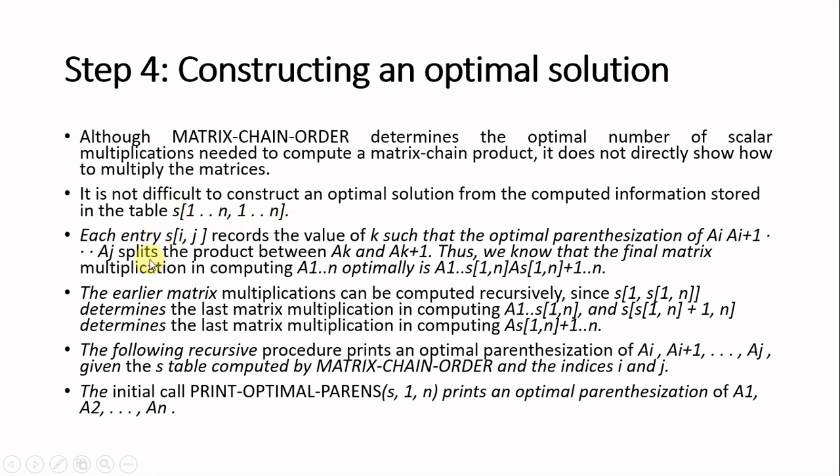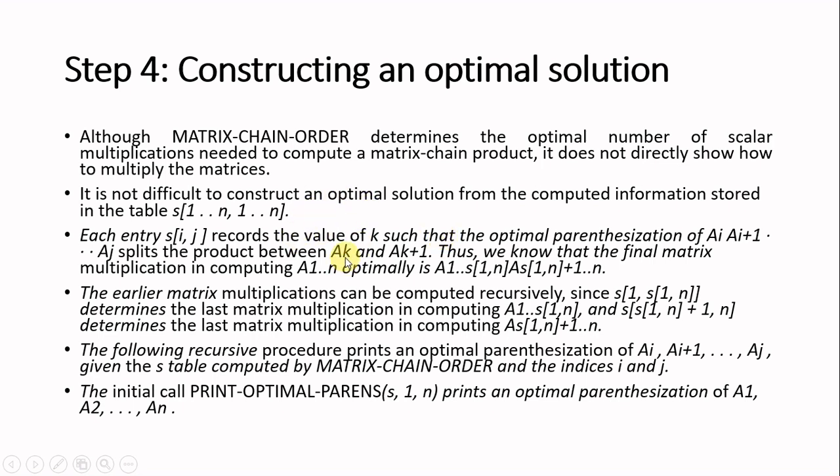Each entry s[i, j] records the value of k such that the optimal parenthesization of A_i to A_j splits the product between A_k and A_{k+1}. So s[i, j] gives a value of k, and that value tells you that you should split your sequence A_i to A_j between A_k and A_{k+1}.